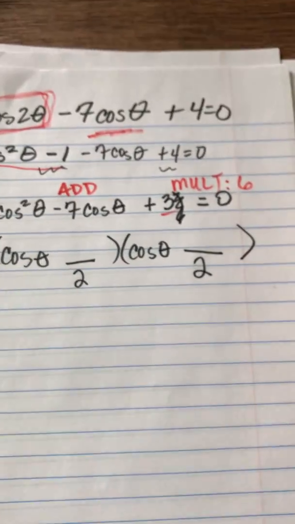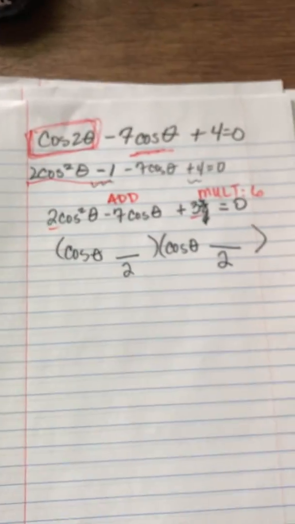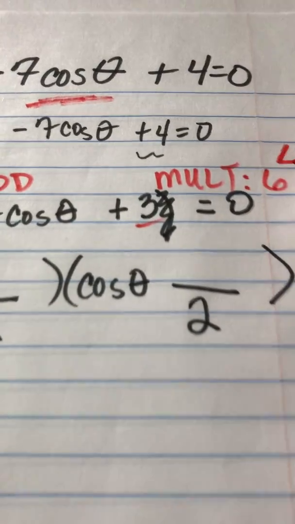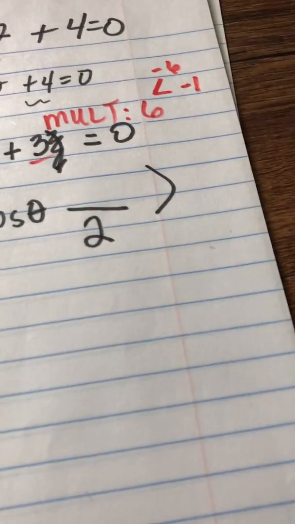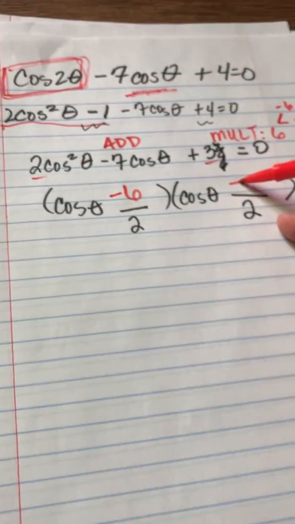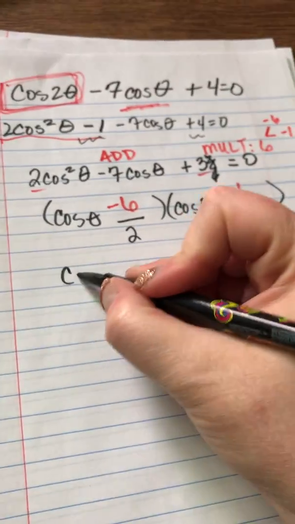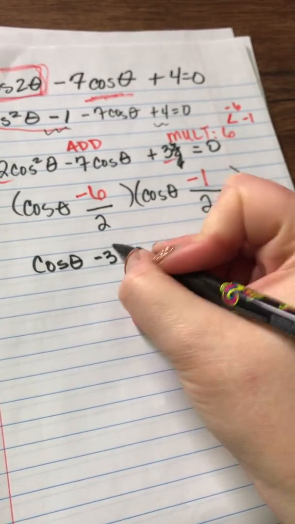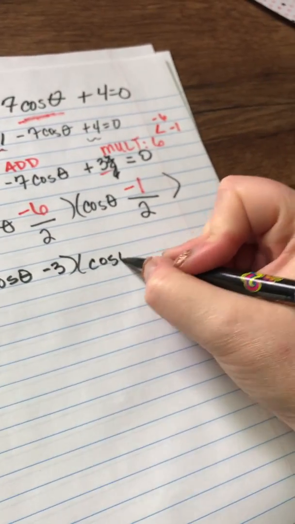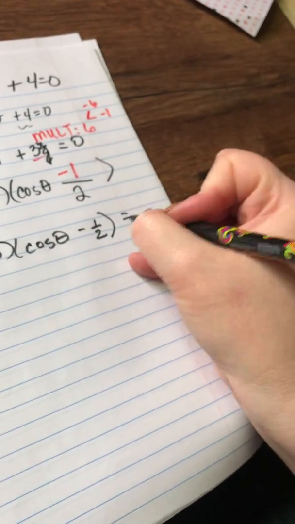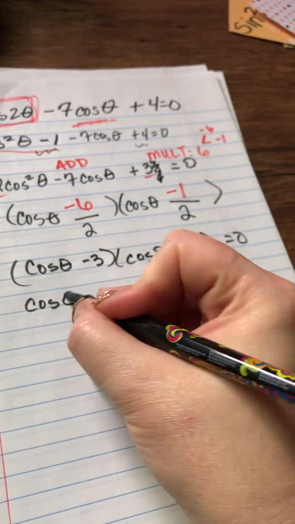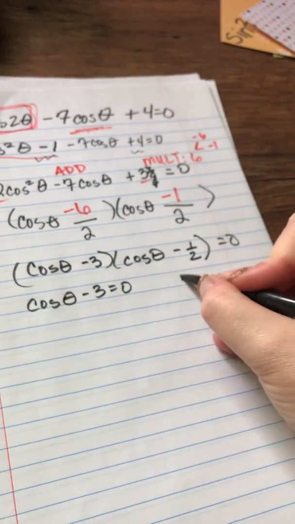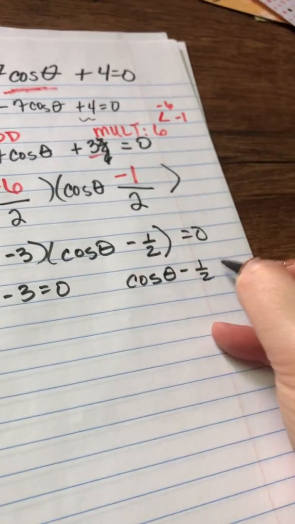The only thing that I can think of is maybe -6 and -1. So let's plug that in. I'm going to have -6 minus 1. And this makes cosine theta minus 3 and cosine theta minus 1/2, and it's equal to 0. So now we're going to set each thing equal to 0. So cosine theta minus 3 equals 0. Cosine theta minus 1/2 equals 0.